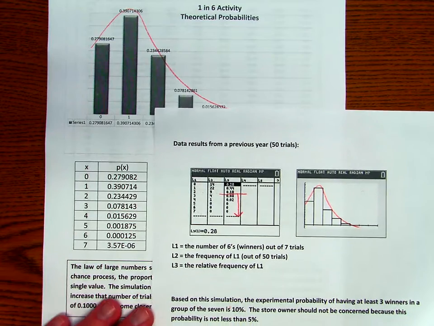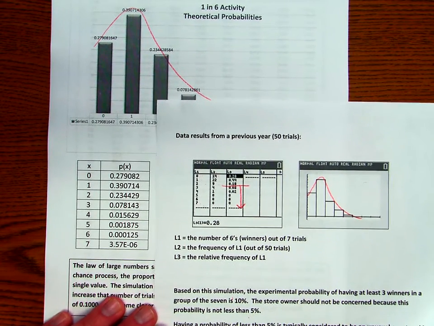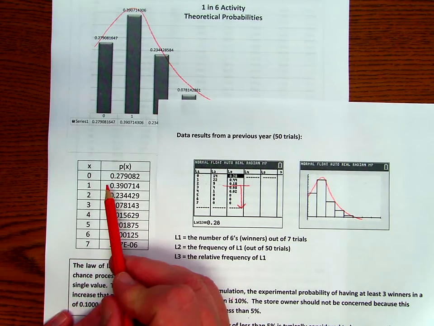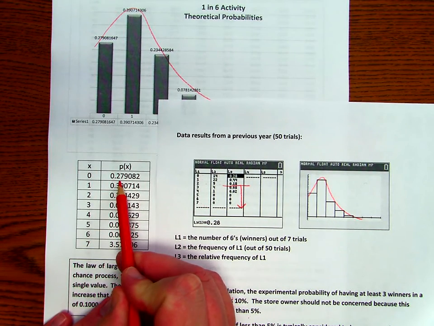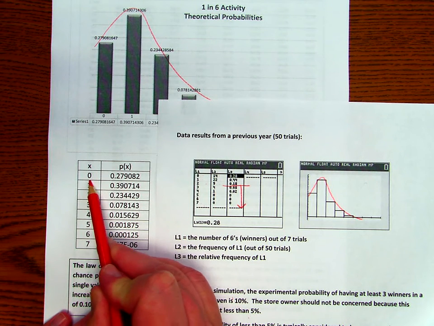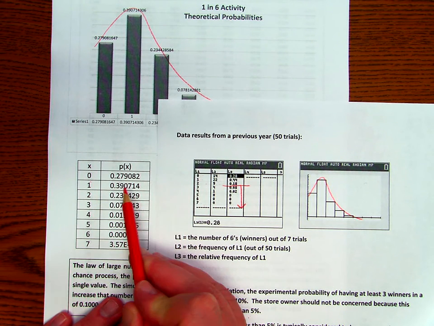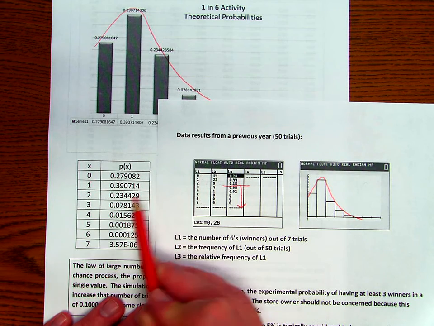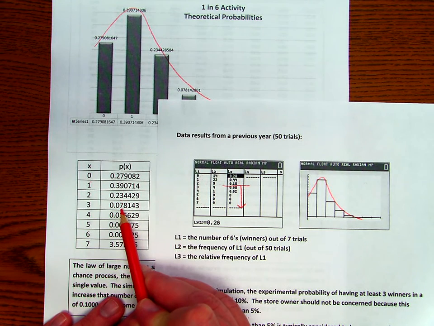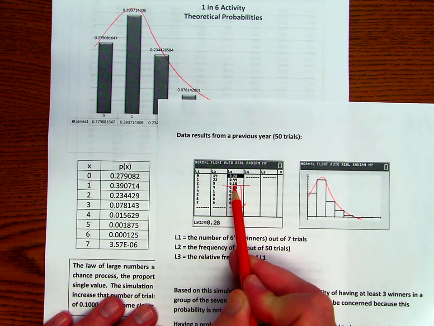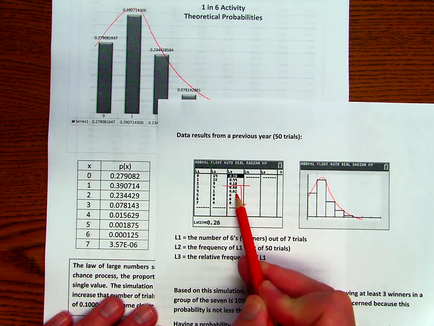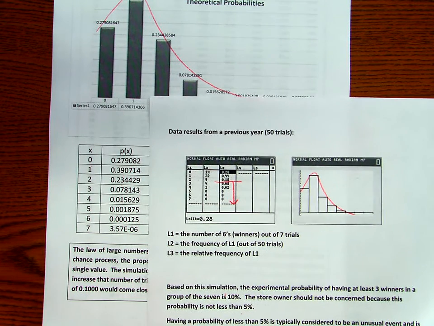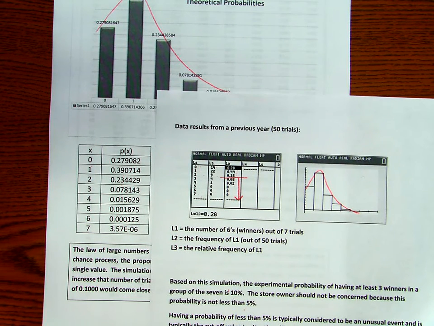All right, let's take a look at the number tables. So theoretically, there should be about 28% of the time that there are no winners, 28%. Theoretically, about 39% versus 44%. 23 versus 18, so two decimal places, 8 versus 8, 1.5 versus 2. So our experimental data came pretty close to the theoretical data. And with 50 trials, we kind of expected that to occur.